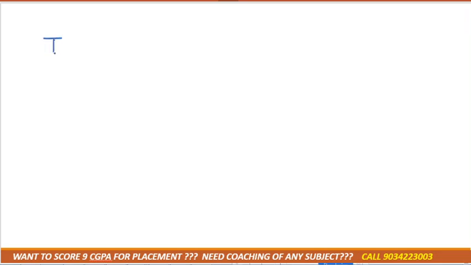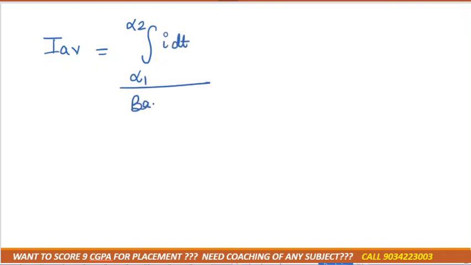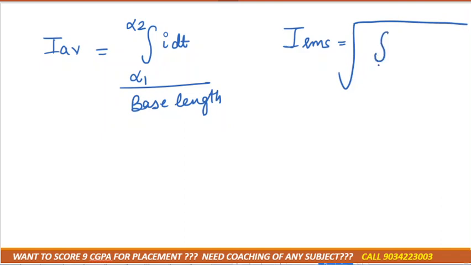First of all, if they ask you the average value, then we need to calculate the average current, right? So the formula for that would be: it varies from alpha 1 to alpha 2, I dt divided by the base length. I'll tell you what the base length is. Similarly, we have another formula for IRMS. IRMS is root mean square, so we'll take a root. Again, the limits vary from alpha 1 to alpha 2, I square dt divided by the base length.